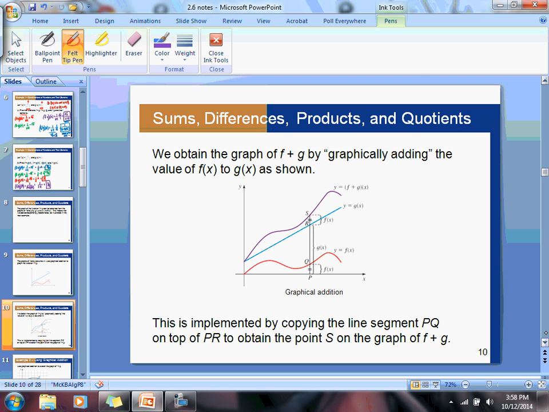Well, what we have to do is we have to find some ordered pairs for our f of x function and some ordered pairs for our g of x function, and then add those y values together. And that will give us the points that we can plot for our f plus g function.